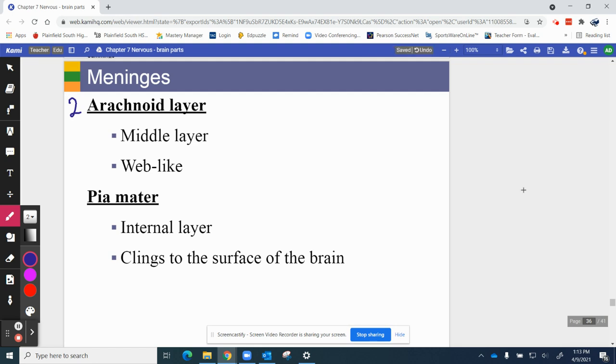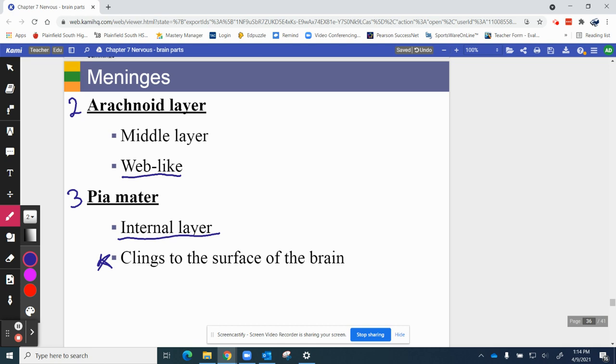This one is more spider web like, and that's the texture it has, almost like cotton fibers. All right, and then the last one we have is what's referred to as the pia mater. So we have the dura, arachnoid, and then pia mater layers. The pia mater layer is the internal layer, and it specifically clings directly to the surface of the brain.